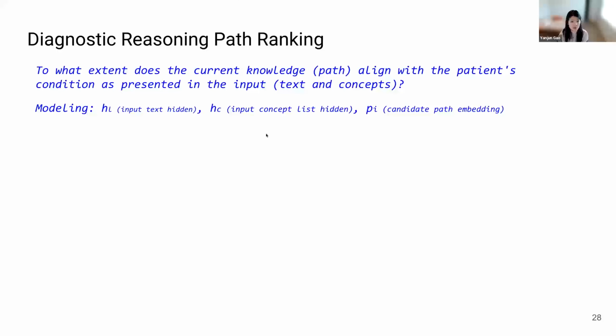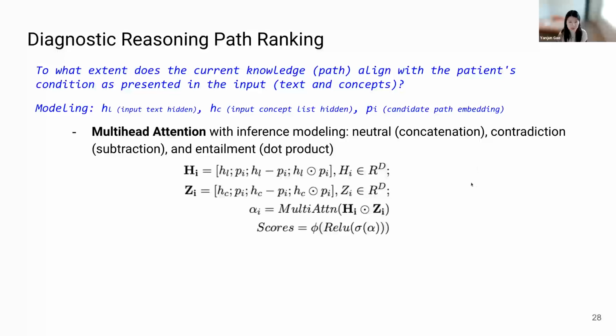So here I'm showing you more technical details on this diagnostic reasoning path ranking. The idea is, we want to ask to what extent the current knowledge or the current path aligns with the patient's condition presented in the input. So we have the input text hidden states, the input concept list hidden states, and the candidate path embedding. We designed two attention mechanisms to produce these ranking scores.